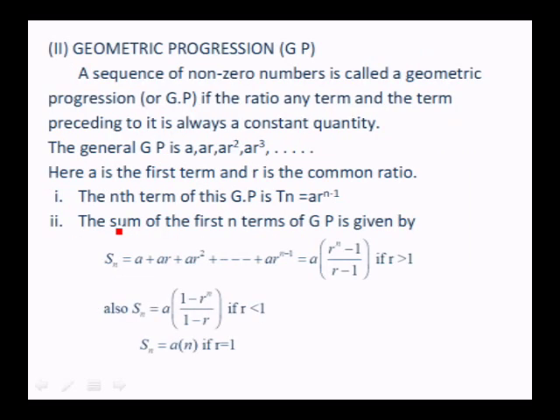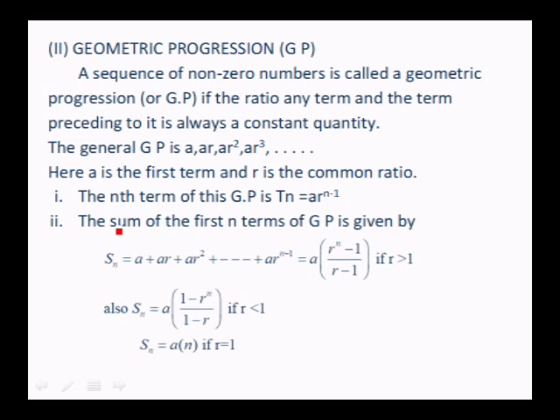Let us discuss the geometric progression. A sequence of non-zero numbers is called a geometric progression, or GP, if the ratio of any term and the term preceding it is always a constant quantity. The general GP is always taken as A, AR, AR square, AR cube, etc. Here A is called the first term and R is the common ratio.